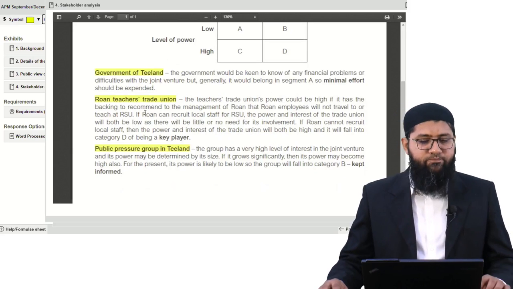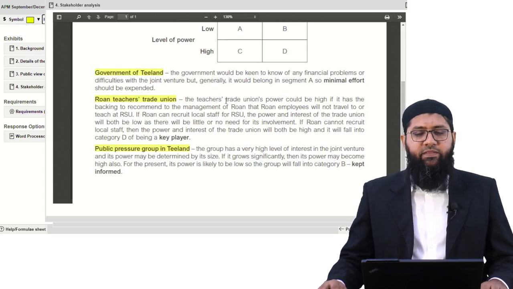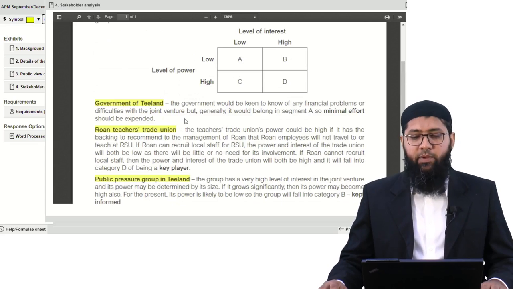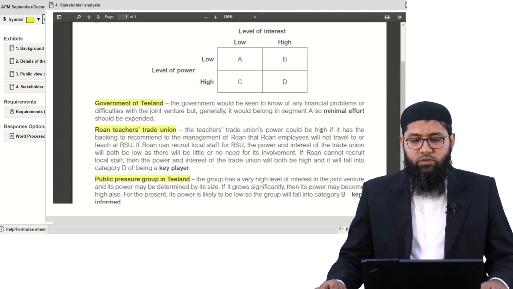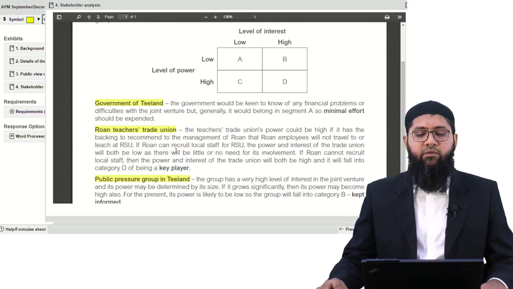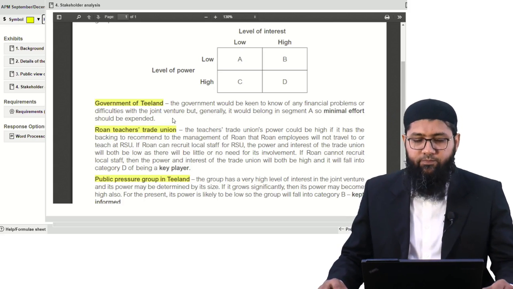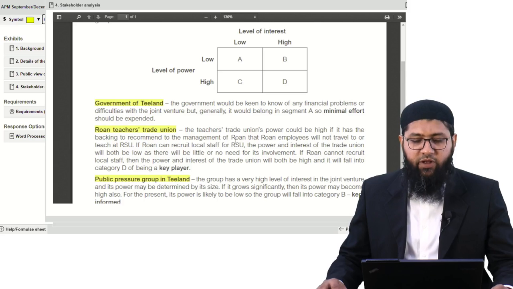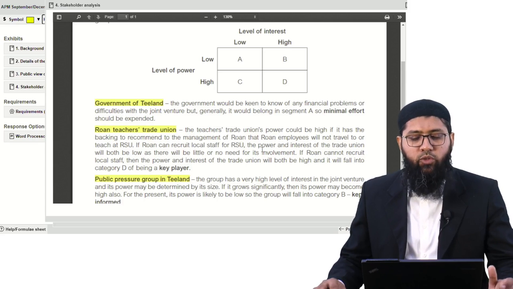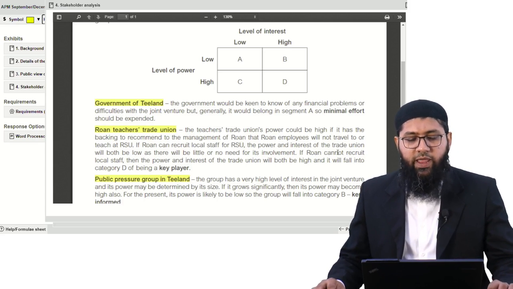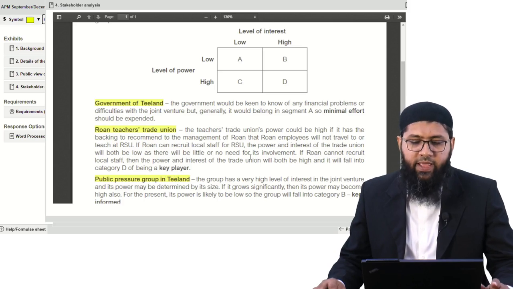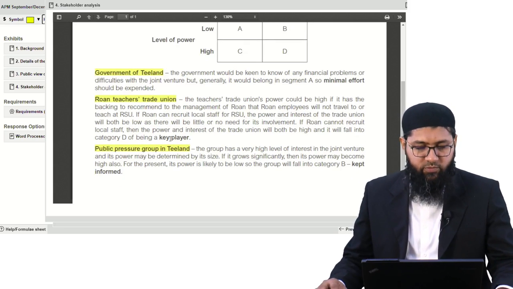Okay. Now let's move. For the trade union, they say the trade union's power could be high. They definitely have a high power. If it has the backing to recommend to the management of the Roan that Roan employees will not travel to or teach at RSU, power is high. If Roan can recruit local staff for RSU, the power and interest of the trade union will both be low, as there will be little or no need for its involvement. If Roan cannot recruit local staff, then the power and interest of the trade union will both be high and it will fall into category D as a key player. That is right. That is a correct evaluation.